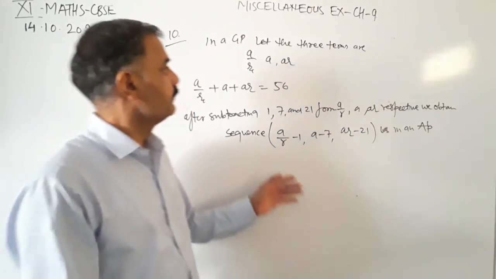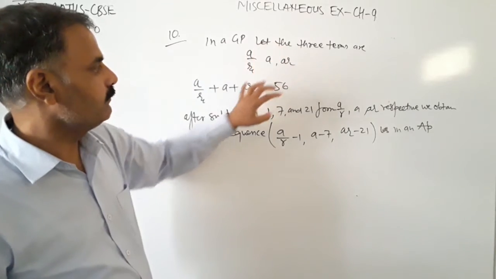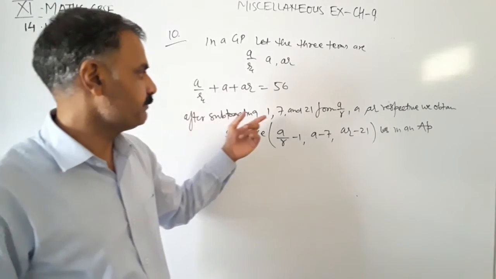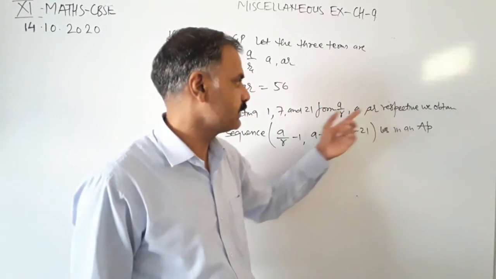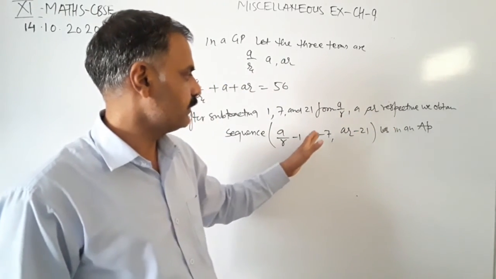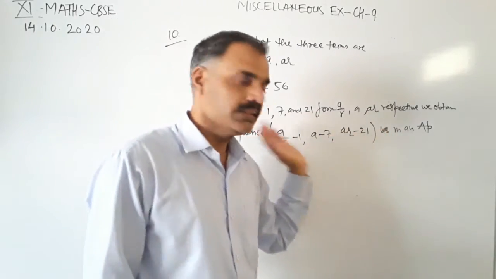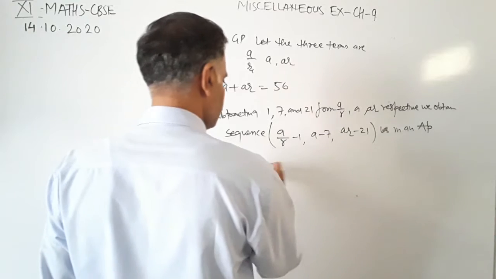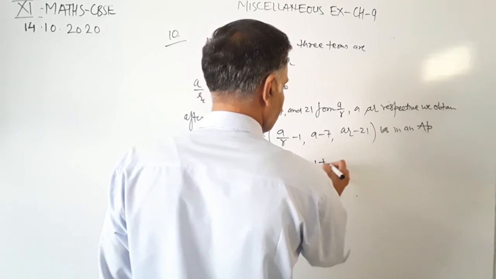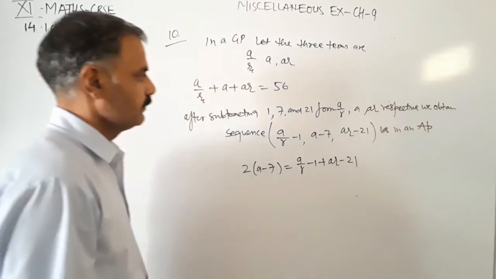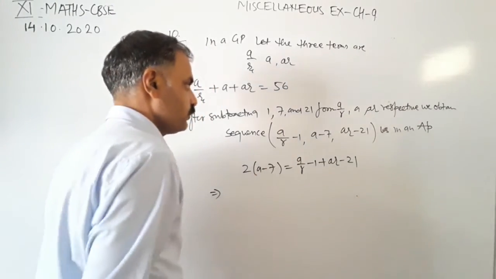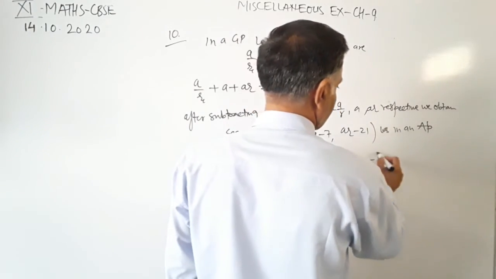Are you understanding? First of all, the sum of these three numbers is this. And we have been given, if we subtract 1, 7, 21 from the first term, second term and third term respectively, we obtain the sequence A upon R minus 1, A minus 7, AR minus 21, and this is in AP. This being an AP means 2 into (A minus 7) is equal to (A upon R minus 1) plus (AR minus 21). So we have to solve this and this.